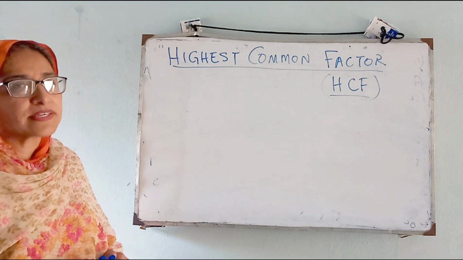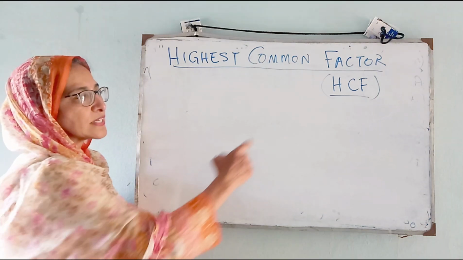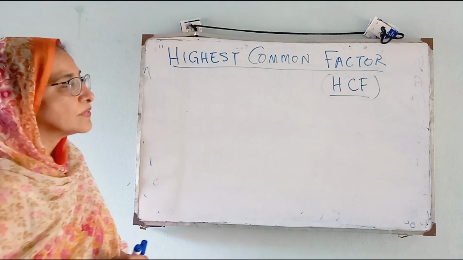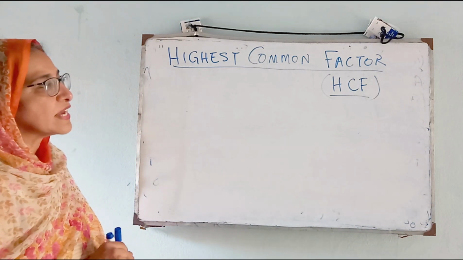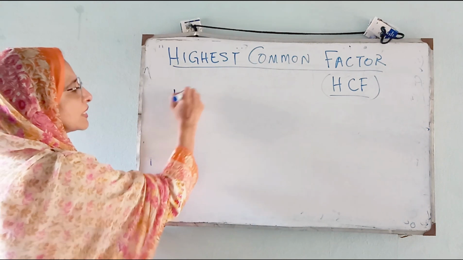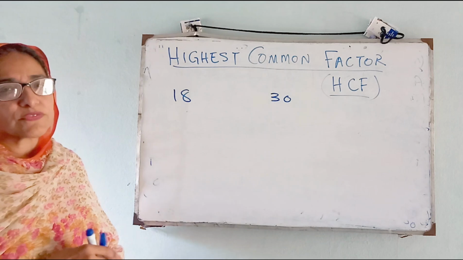The topic is highest common factor. The abbreviation for highest common factor is HCF. Now, for example, suppose I have two numbers 18 and 30 and I want to find the HCF of these numbers.